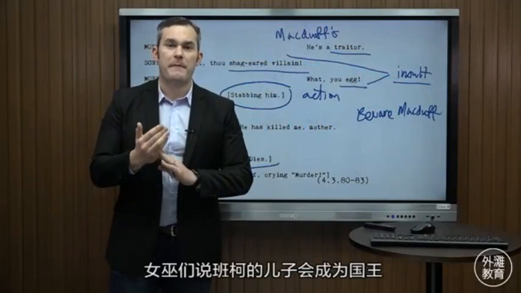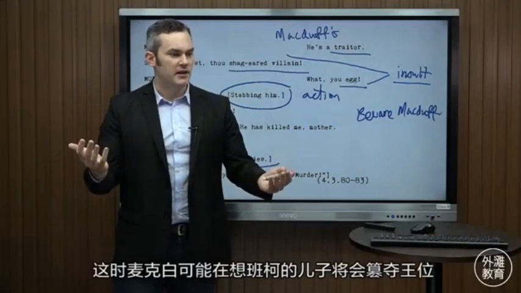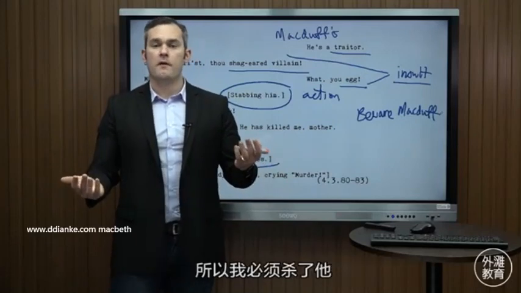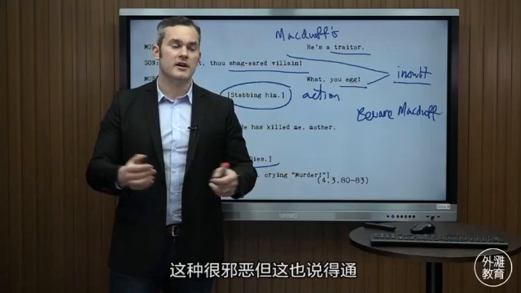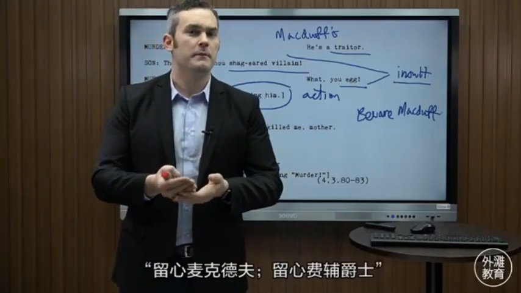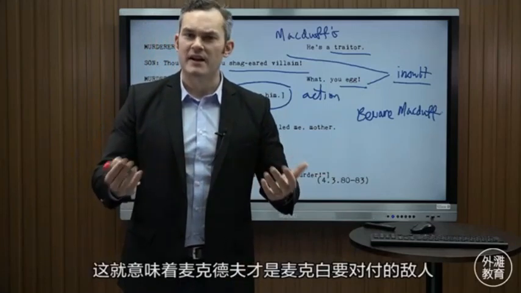So when Macbeth tries to kill Fleance, even though it's really evil, it kind of makes sense, right? The witches say that Banquo's sons will be king. So Macbeth might be thinking, well, that means that Banquo's sons are going to steal the throne from me. Therefore, I have to kill him. So it's evil, but it kind of makes sense. But the second prophecy of the witches says, beware the Thane of Fife, beware Macduff. So that means that Macduff is Macbeth's enemy.